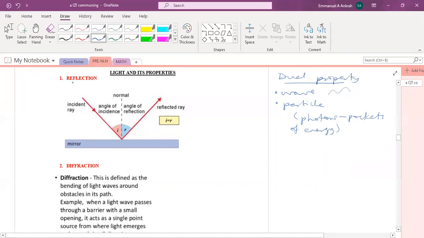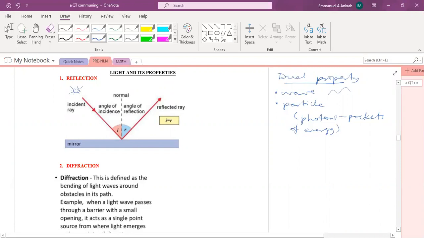Now reflection occurs on the surface of a mirror. Okay. So the light ray is coming this way. This is called the incident ray. So if you have a light here, then the ray that comes in is the incident ray. It hits the mirror and then it's reflected in the opposite direction, right? And this is called the reflected ray. Okay, so that's the first property of light. It can be reflected on a shiny surface.